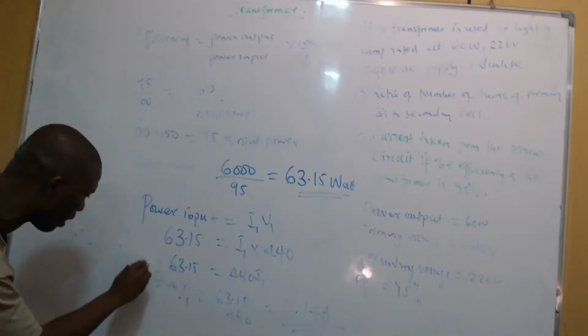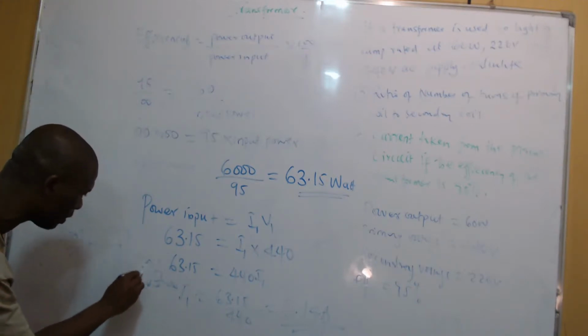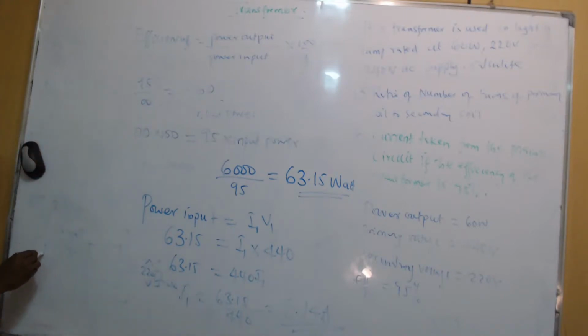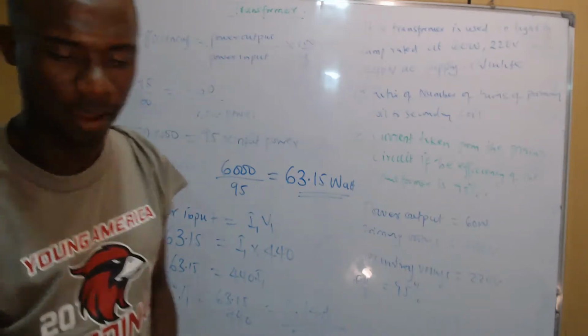The power output here, the power developed across the load, was 60 watts. The potential difference across here was 220 volts. And the AC potential difference here was 440 volts. And then the efficiency of the whole system was 95%.